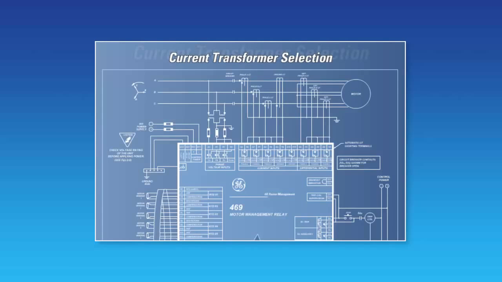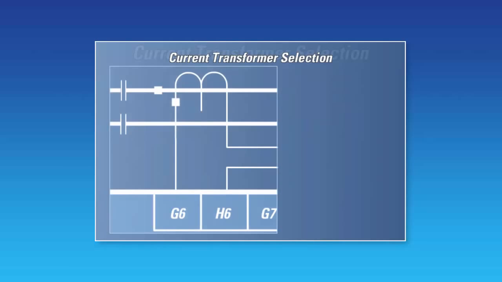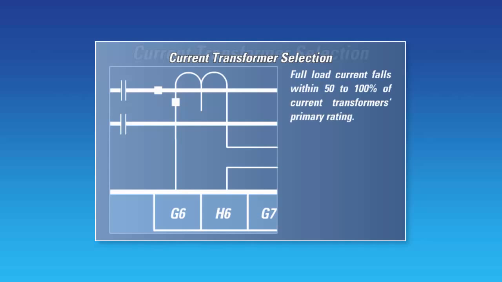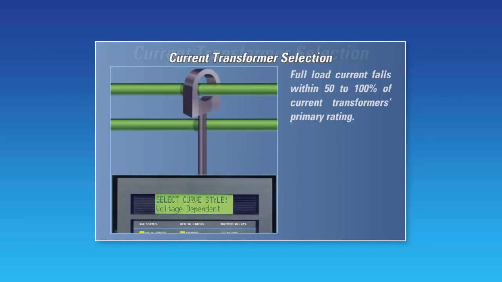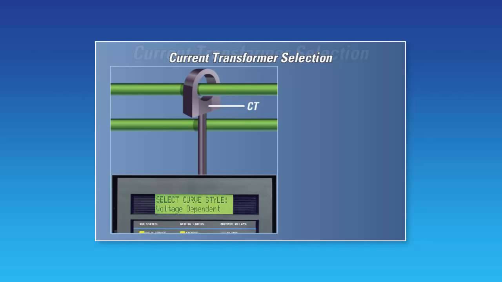Current transformer selection. Proper motor protection starts with the correct selection of current transformers for the relay. The current transformers should be chosen such that the full load current of the motor falls within 50 to 100% of the current transformer's primary rating. The current transformer selected must then be checked to ensure that it can drive the attached burden, its own secondary winding resistance, in addition to all series-connected devices at the maximum fault current levels without saturating.